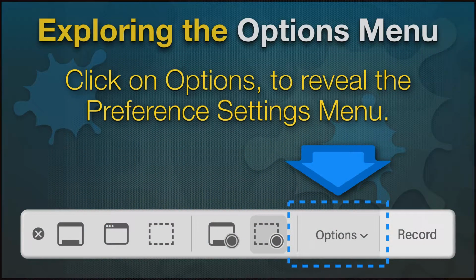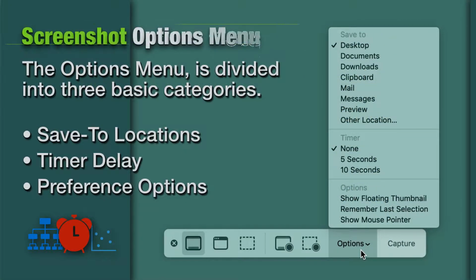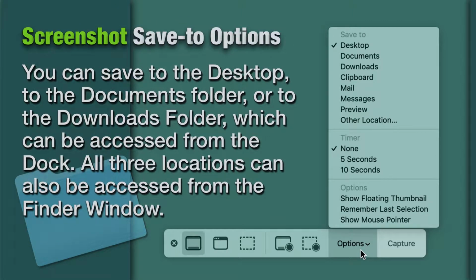Exploring the Options menu in the Screenshot menu bar. Click on Options to reveal the Preference Settings menu. The Options menu is divided into 3 basic categories: Save to Locations, Timer Delay, Preference Options. You can save to the desktop, to the Documents folder, or to the Downloads folder, which can be accessed from the dock. All 3 locations can also be accessed from the Finder window.